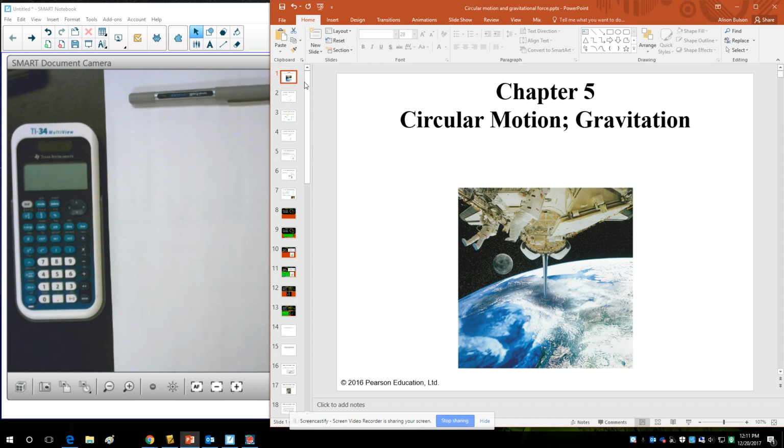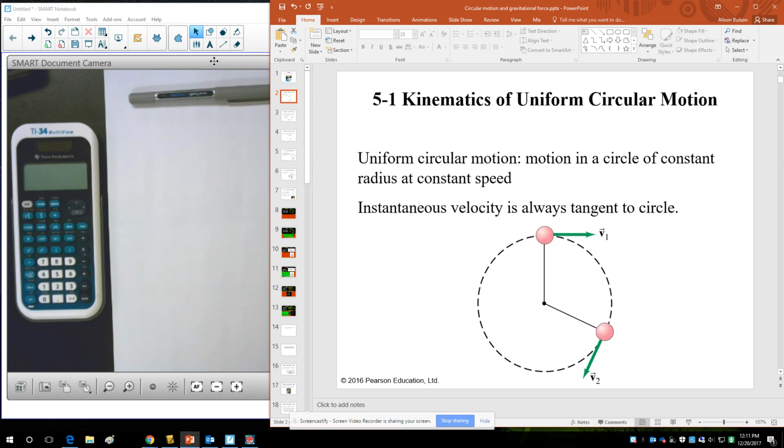Our first topic is circular motion and the kinematics of uniform circular motion. So uniform circular motion is motion in a circle, and the circle has a constant radius, and the motion has constant speed.